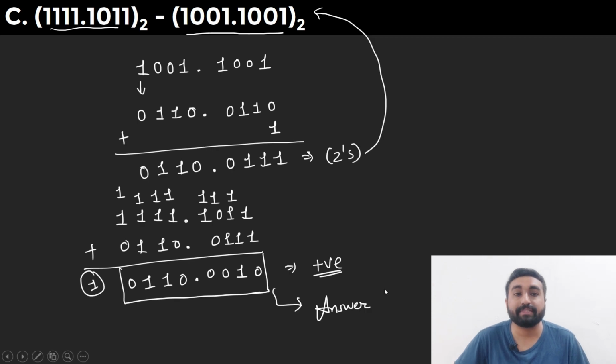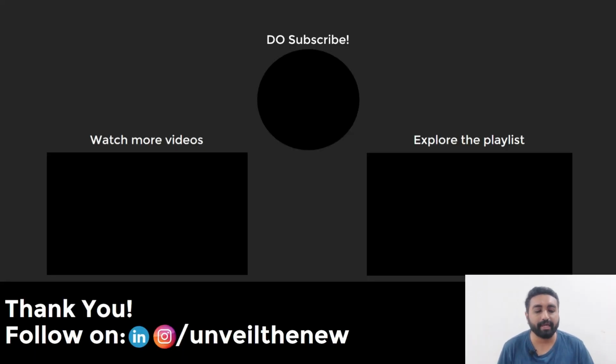So I hope students, with these 3 examples you are now very clear how to do binary subtraction using the 2's complement method. And with this we came to the end of the video.